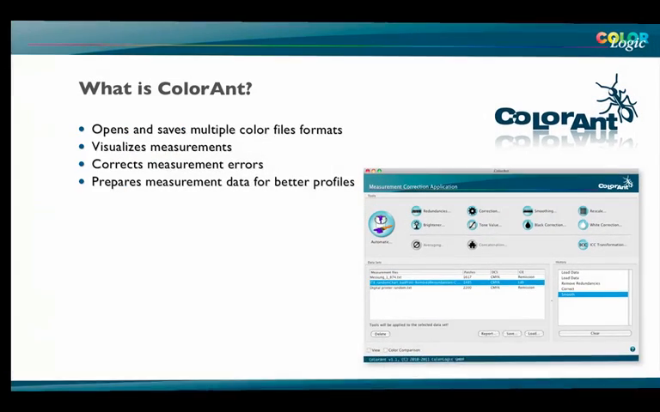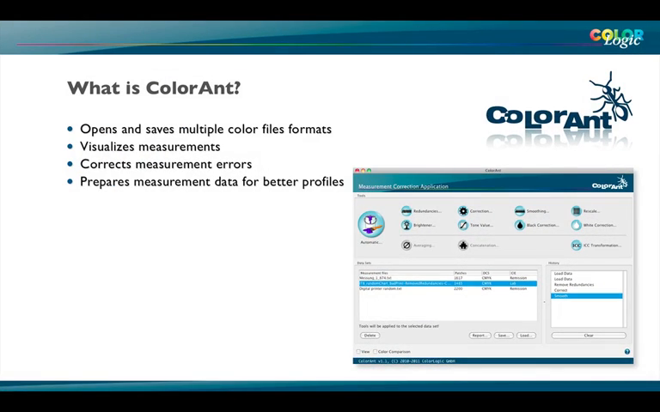Before we look into the software, I want to give you a short overview of what ColorAnt is. Whenever you're working to create profiles, you're working with a lot of different test charts and measurement data. There are a lot of measurement instruments and tools out there that are able to record the measurement data and save it as a text file, a CXF file, whatever. ColorAnt is basically able to open all those measurement data files. So you can simply open them and save them to other color file formats if you like.